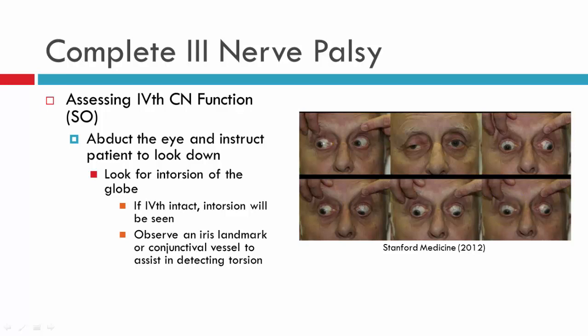And what you want to look for is see if you can see intorsion of the eye, or incycloduction of the eye, as the patient is attempting to move into laevodepression. If you can see intorsion of the eye, you can conclude that the fourth nerve is likely to be unaffected. You can also use an iris landmark. Say the patient has a landmark that you can look at on the iris. You can look at that and try and see if there's intorsion of the eye as it depresses in adduction.